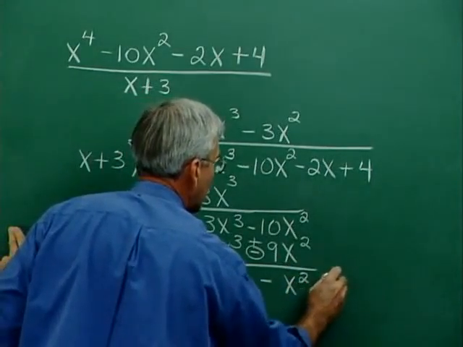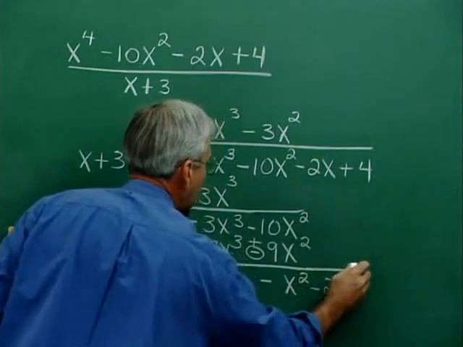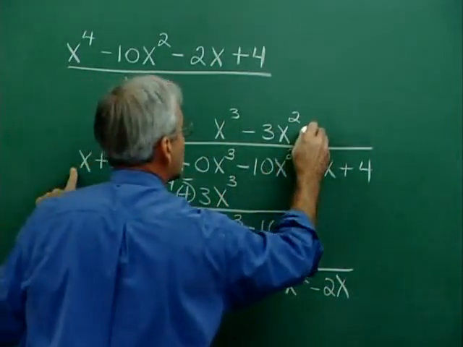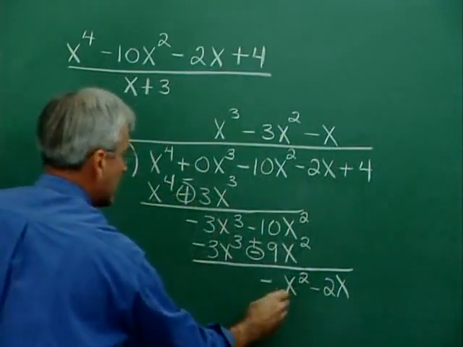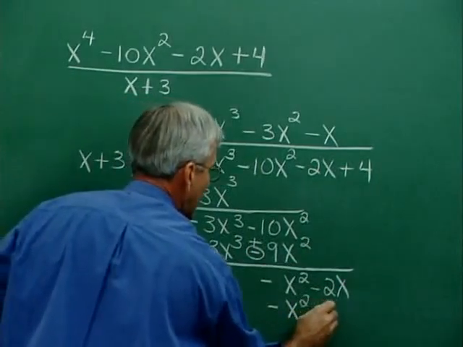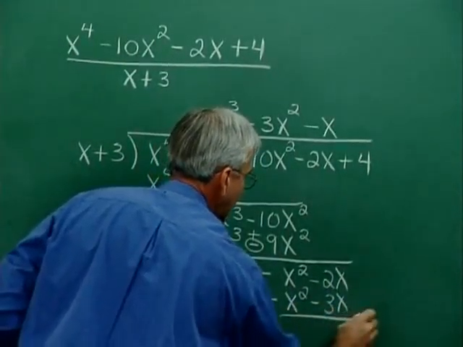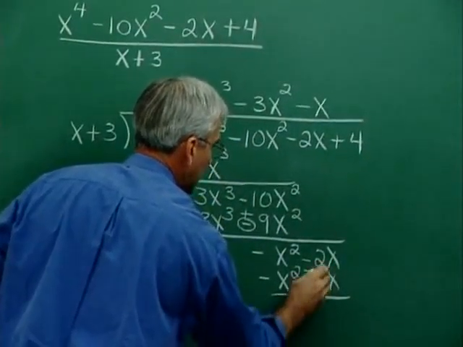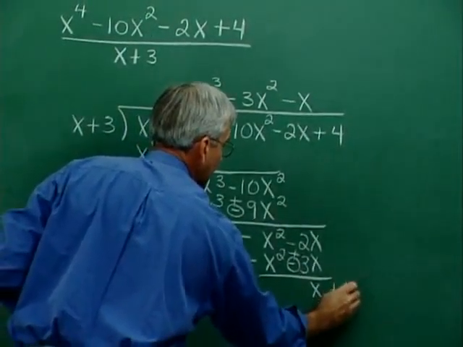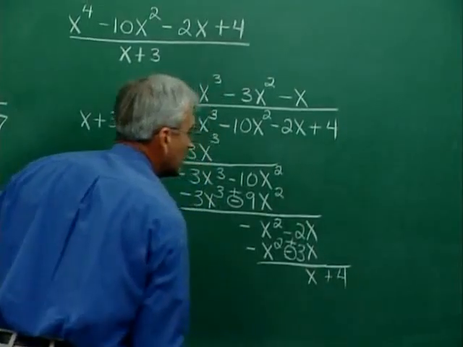Bring down the next term, that's minus 2x. And then x into minus x squared is minus x. Minus x times x is minus x squared. Minus x times 3 is minus 3x. Draw the line and subtract. Change the sign and collect. Minus 2x plus 3x is x. Bring down the next term, 4, and start again.